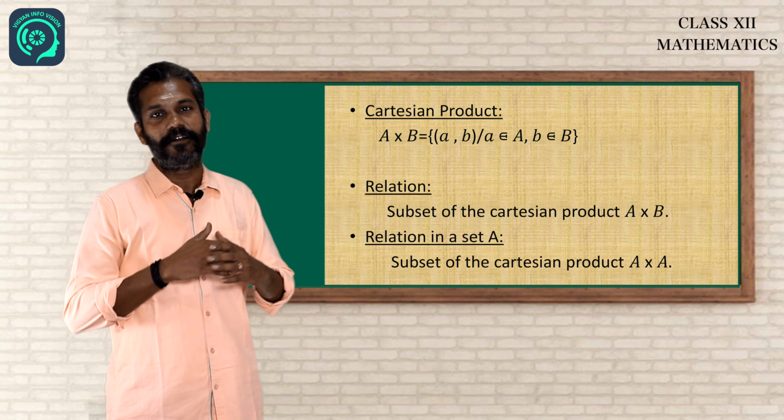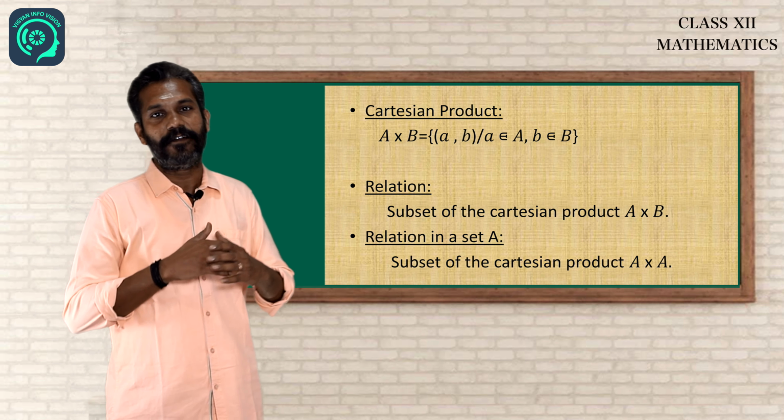Now let us discuss the universal relation. If a relation is defined from A to A, then the universal relation R is equal to A cross A. That is, R contains each and every element of the Cartesian product A cross A.